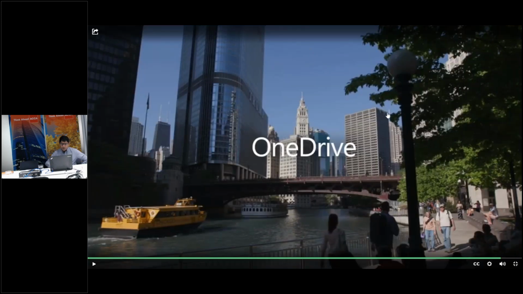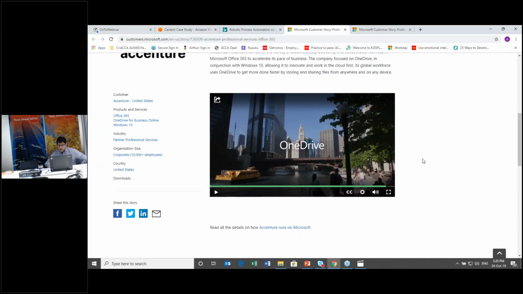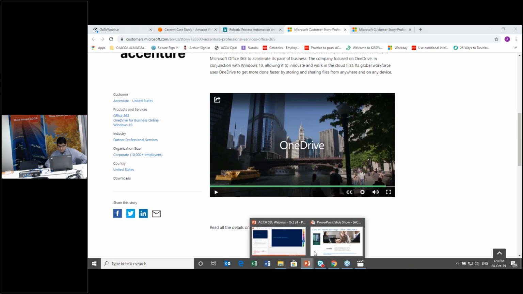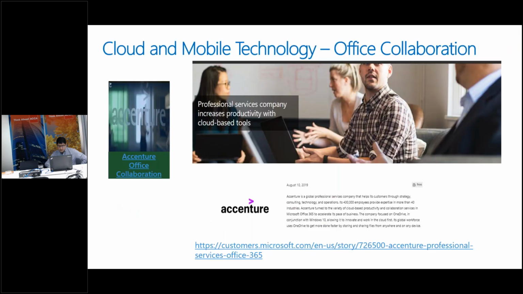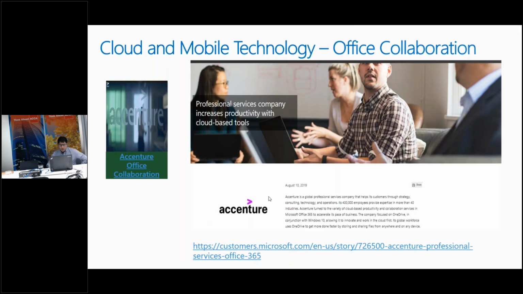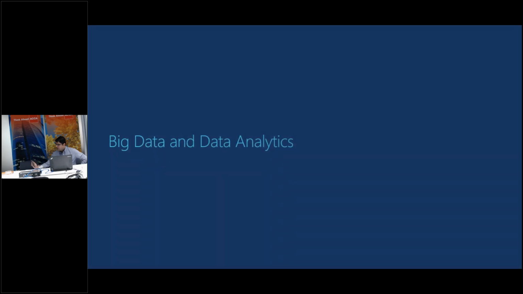I think people working in audit and assurance divisions, or in all these Big Four audit firms, can easily correlate to this case study of Accenture. Okay, so we just have like 10 minutes left.